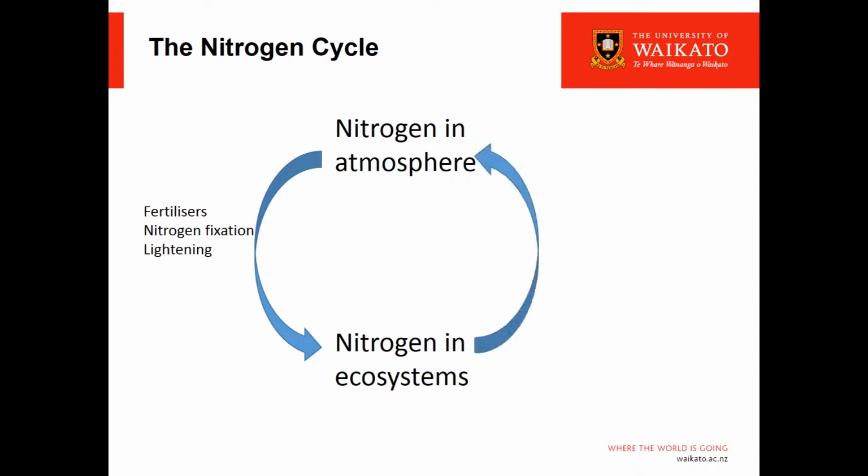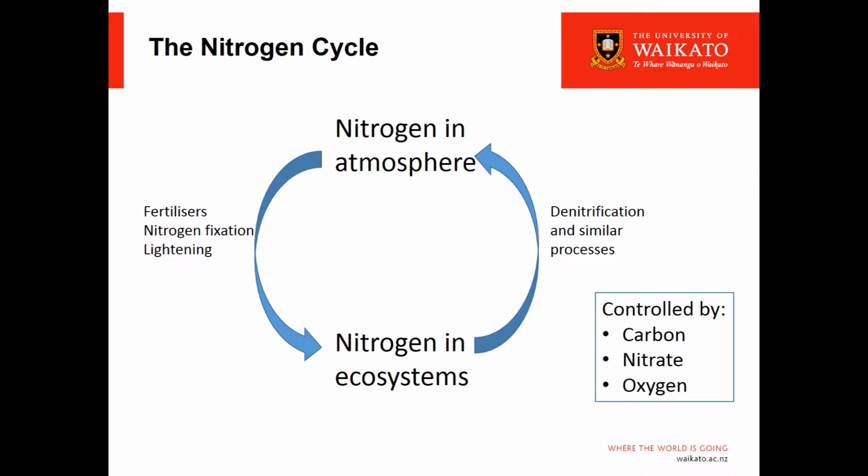And that's where you need this process of denitrification, right? That converts reactive nitrogen to dinitrogen gas in the atmosphere, which is what you want. Nitrous oxide is something we'll come to. And this process, denitrification, as was explained earlier on, is controlled by carbon, nitrate and oxygen.